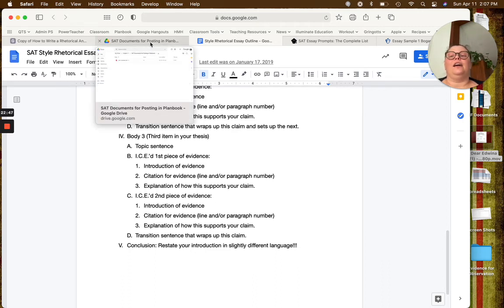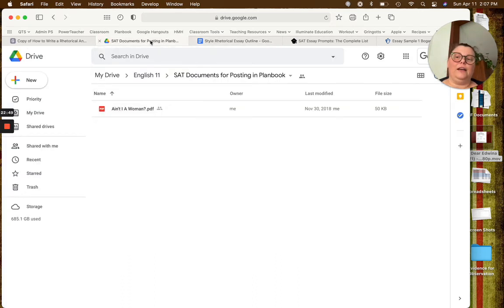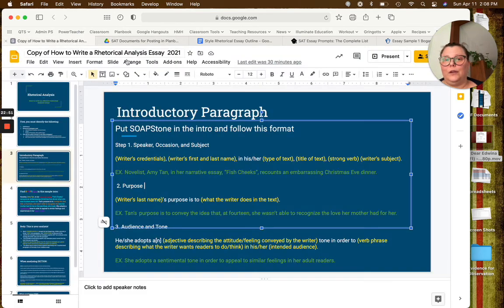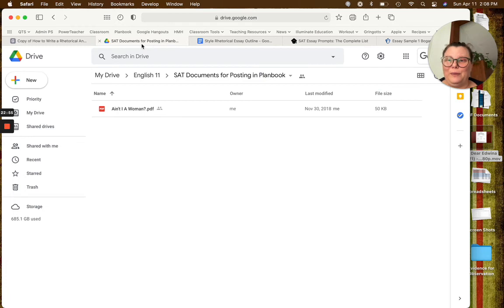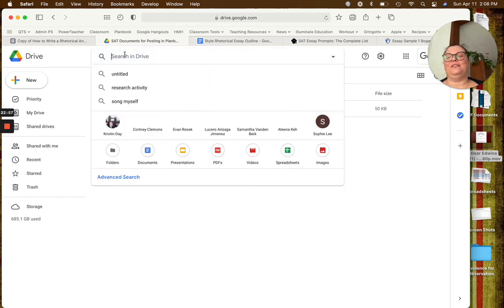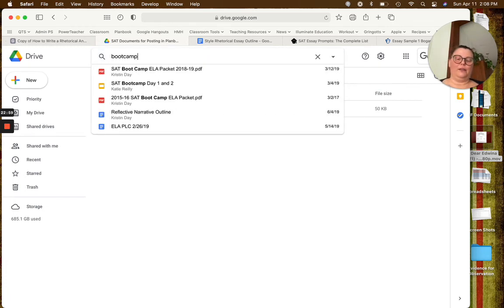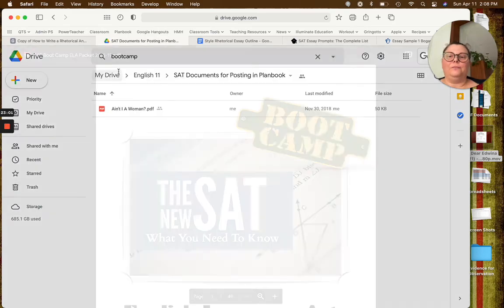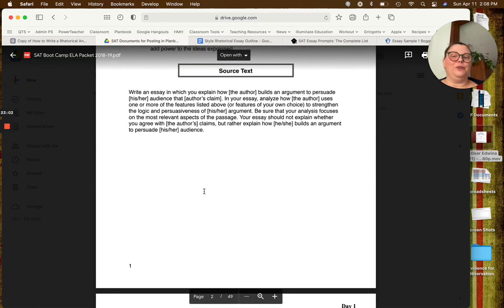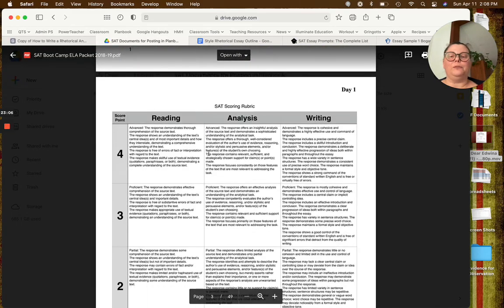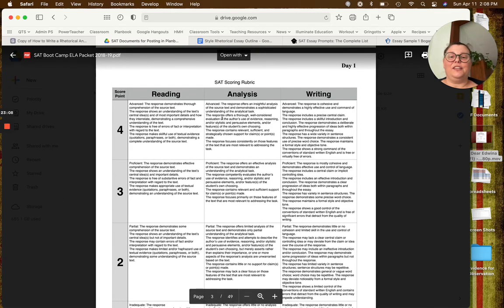Now, I've also posted a copy of the handbook. Where is it? Or I will be posting a copy of the boot camp handbook from last year. It has some good resources. Here's a copy of the prompt. It has the SAT scoring rubric.